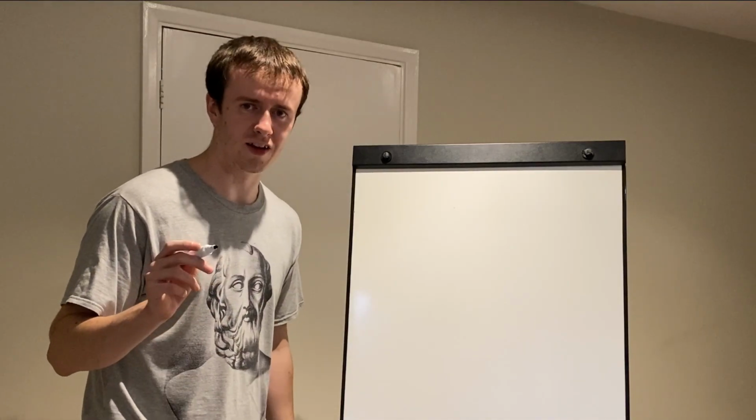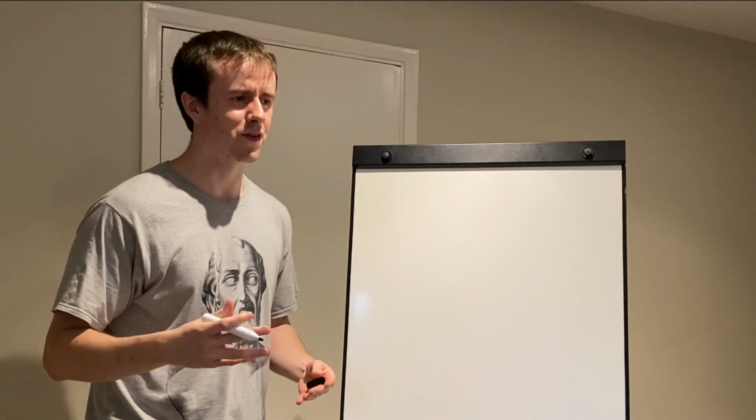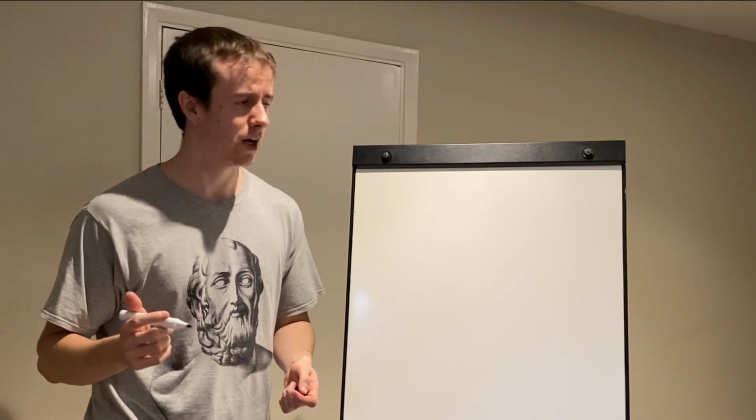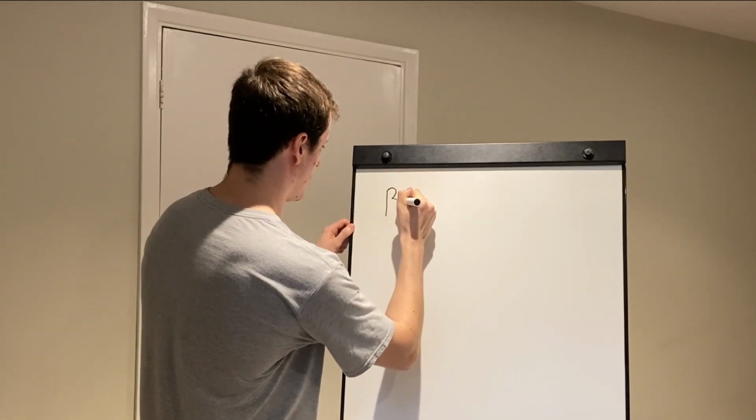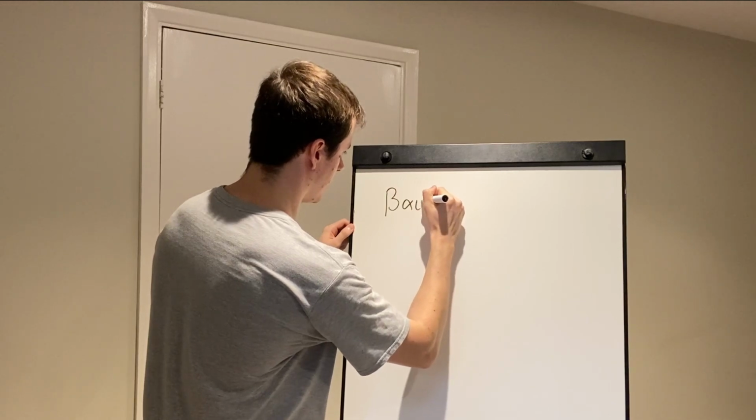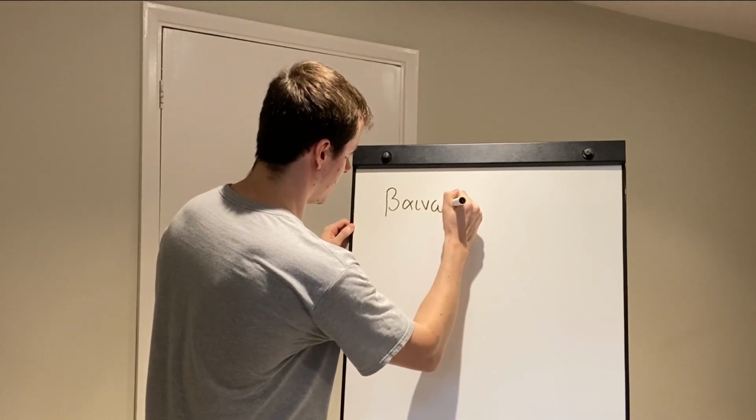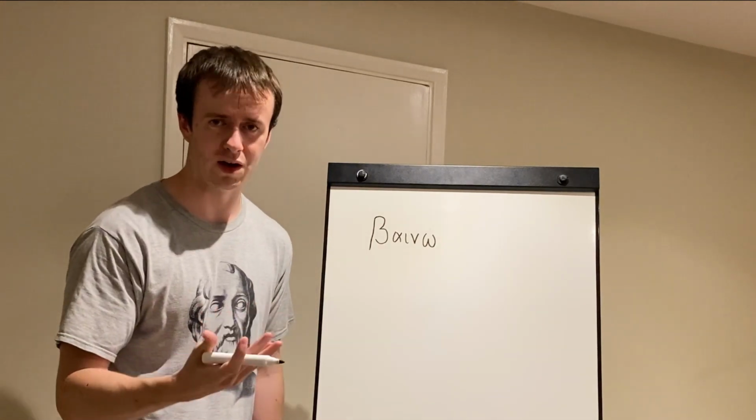Okay, let's actually start with that verb meaning I go or I am going. There are many verbs meaning to go in Ancient Greek, but we're going to start with this one. We're going to start with βαίνω. This is spelled beta, alpha, iota, nu, and then omega. So this is βαίνω, and it means I go or I am going.